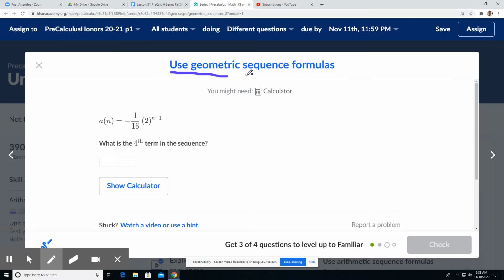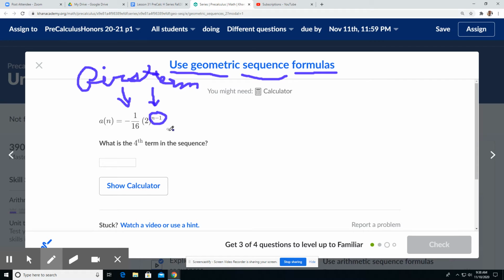We are using geometric sequence formulas here. Now, the way this is set up, and you can kind of tell from that n-1 as an exponent, this is similar to what we usually do, but this is the first term, because of that n-1 right there. N-1 pushes it forward one time. So this is our first term, and then this is our growth, or sometimes they call it the multiplier.